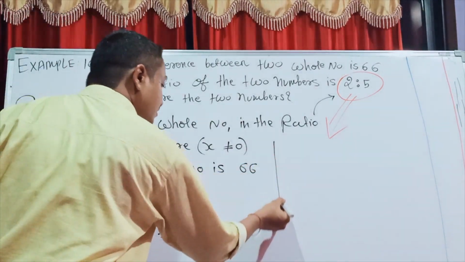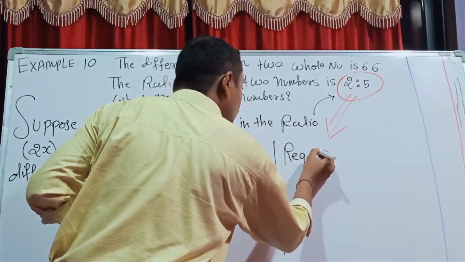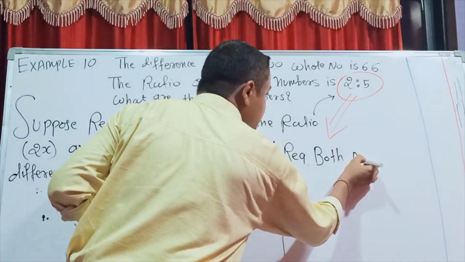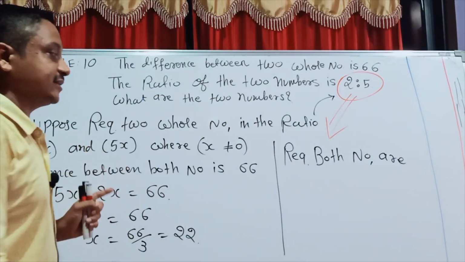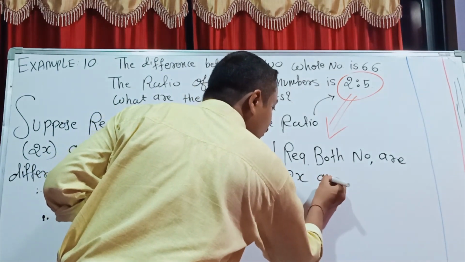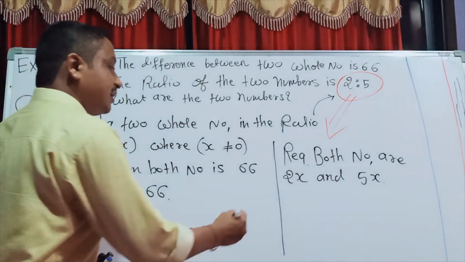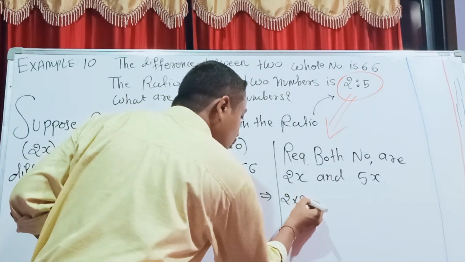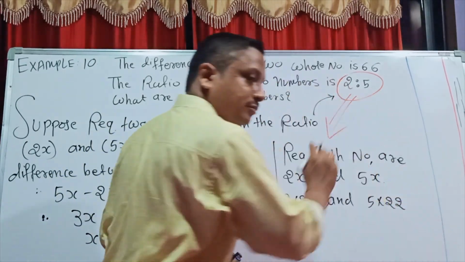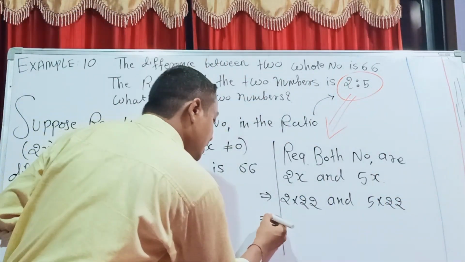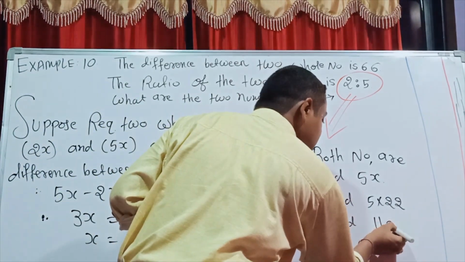Yes students, after that I go to my final answer. Therefore, the required numbers are, what did we assume first? 2x and 5x. So I write 2x and 5x here and put the x value 22 respectively. So 2 into 22 and 5 into 22. How much is it? Yes, it is 44. And 22 into 5 is 110.